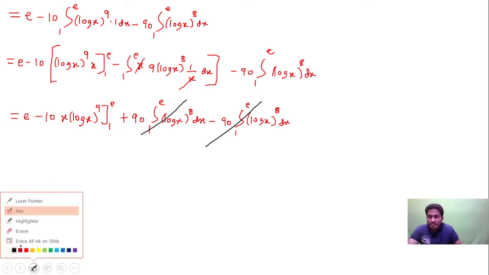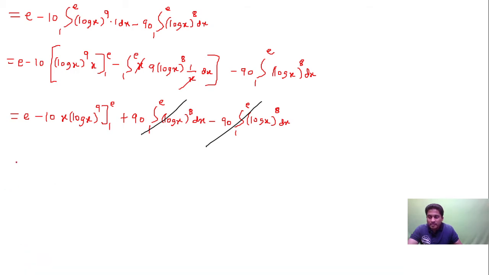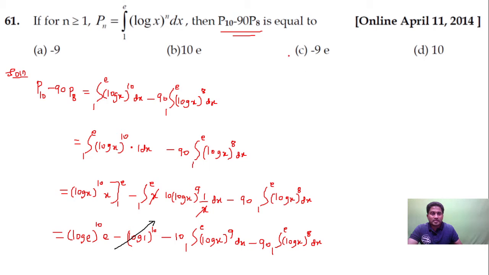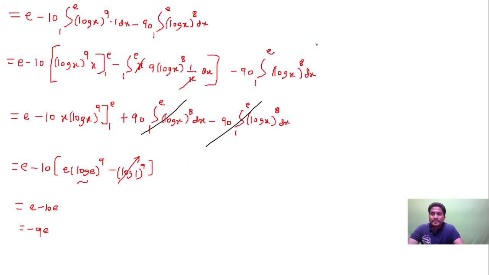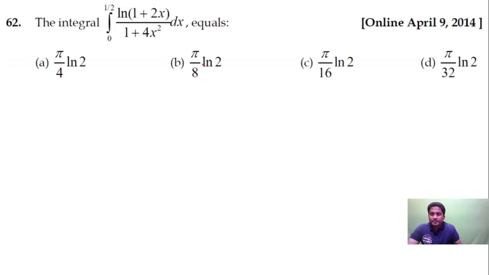So now this can be written as e minus 10 into upper limit, e into (log e)^9, minus lower limit, (log 1)^9. Log 1 to any base is 0. Log e is 1. So you get e minus 10e, which is equal to minus 9e. That's the answer, guys. Answer will be equal to minus 9e. Answer is option C. Let's move to the next question.